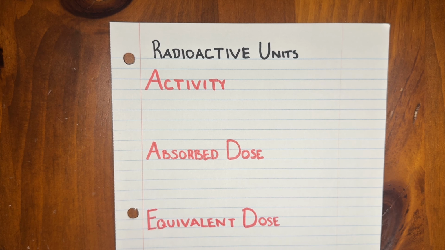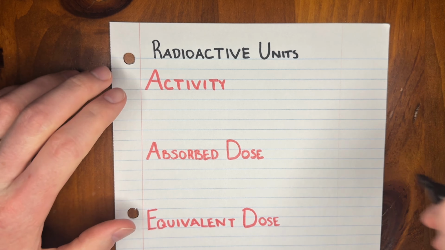Today we're going to be talking about the three types of radioactive units that describe three different scenarios. They are radioactivity, absorbed dose, and equivalent dose. So radioactive activity measures the rate of radioactive decay from a source. So think of uranium decaying or carbon-13 decaying.